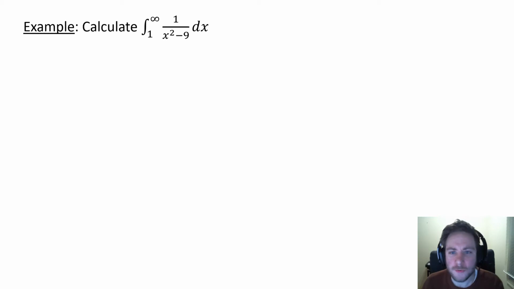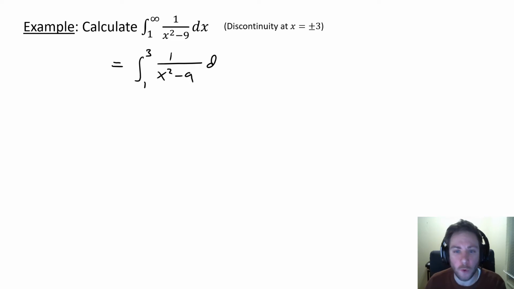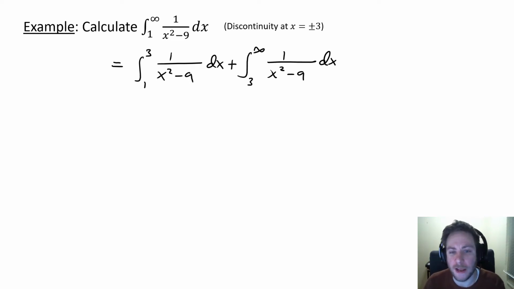First of all, we need to identify all the improper features. Notice that one of the endpoints is infinite, but also there are discontinuities at x equals 3 and x equals minus 3, because those values give us a denominator of 0. Now, in order to go from 1 to infinity, we'd need to jump over one of these discontinuities. So instead of going from 1 to infinity, we go from 1 to 3, and then from 3 to infinity, and add these results together.